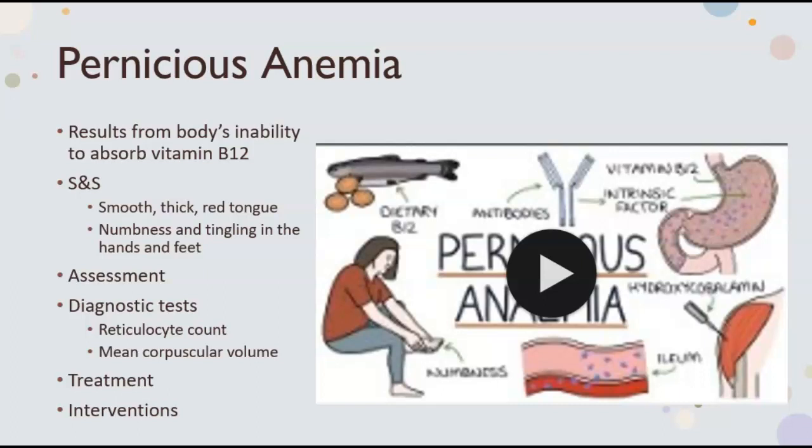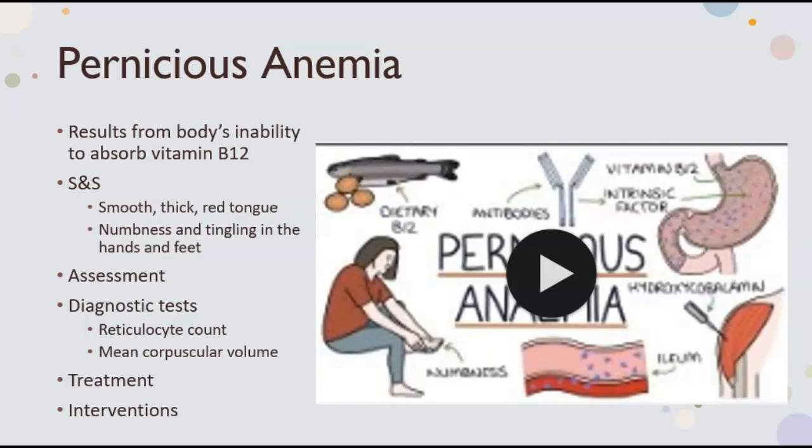Your diagnostic tests are going to be a CBC, so you want to check the hemoglobin, hematocrit, red blood cells. A reticulocyte count measures the number of new red blood cells in the blood. So basically it indicates if that bone marrow is producing the red blood cells. They might also check serum folate and iron. A mean corpuscular volume measures the size of red blood cells. Red blood cells in pernicious anemia are usually larger than normal. So that's one way that they can diagnose this.